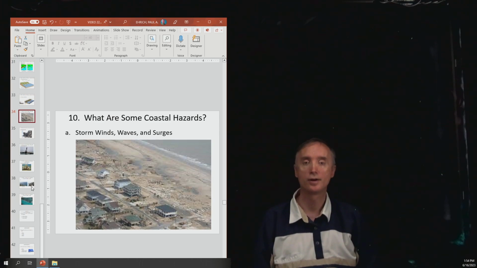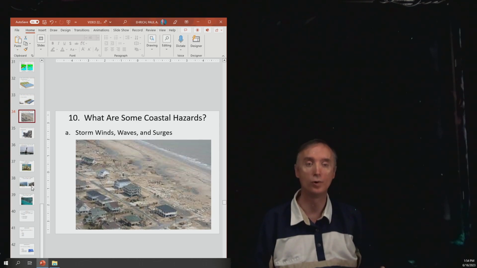Right, so now let's talk about some problems that oceans pose to land. So, coastal hazards. The first one is going to be storm winds. When a hurricane blows through, it has a lot of winds. Winds can be up to 120 miles per hour, and just like a tornado, they can blow houses over.